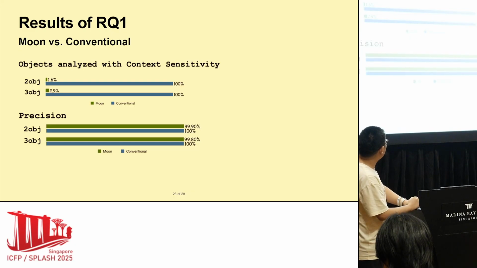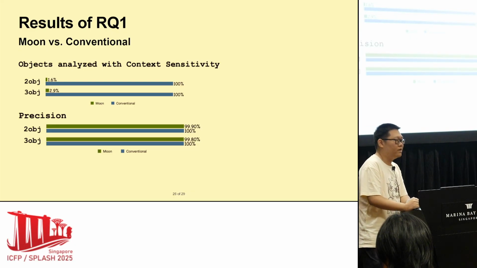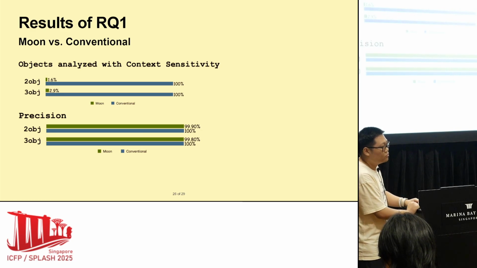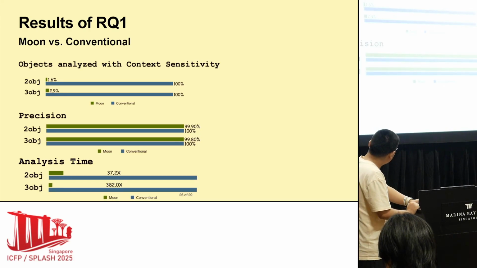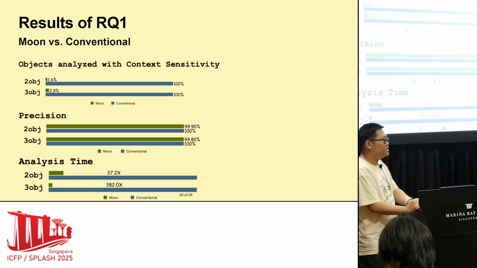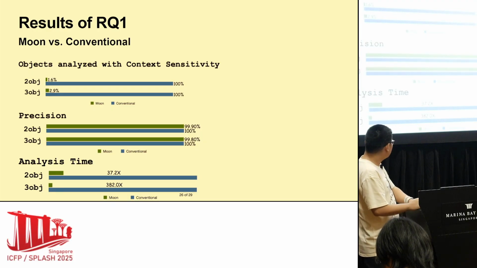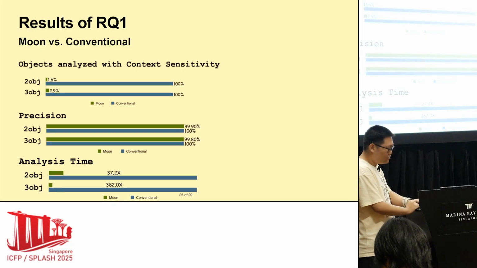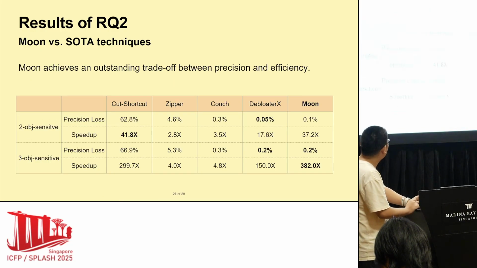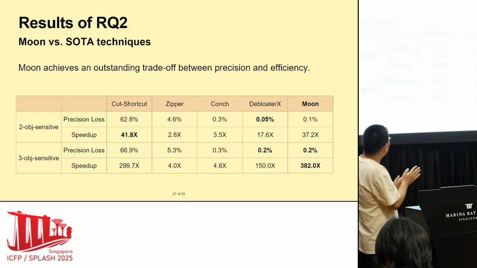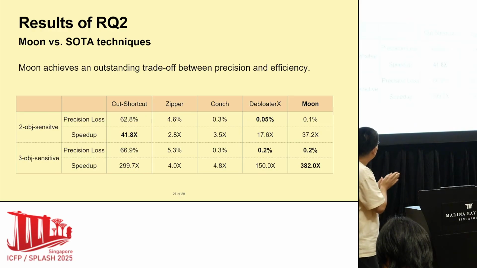But such a small proportion of objects nearly keeps all the analysis precision, namely 99.9% and 99.8% for 2-OBJ and 3-OBJ. And they also bring us extremely high efficiency for 2-OBJ and 3-OBJ, namely 37.2 times and 302%.